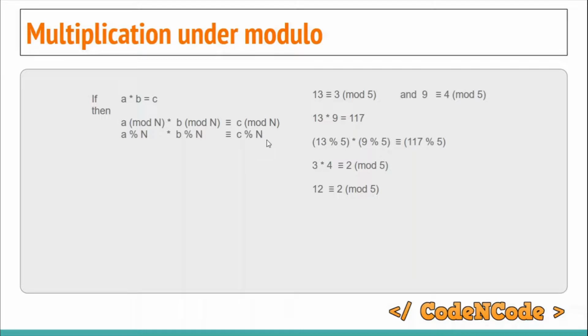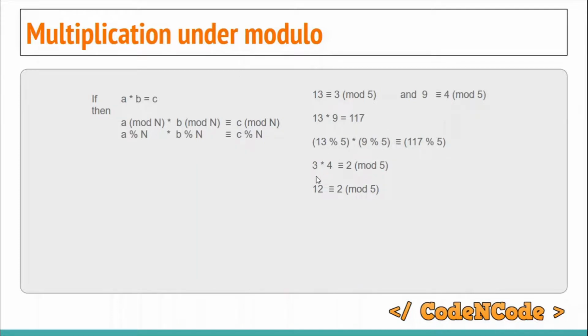To take an example to understand it better, let's take 13 and 9. So 13 is congruent to 3 mod 5, and 9 is congruent to 4 mod 5. Now we have to calculate 13 into 9 modulo 5. This can be calculated as 13 mod 5 into 9 mod 5. By this fact we know that 13 mod 5 into 9 mod 5 is equivalent to 117 mod 5, because 117 is the multiplication of these two numbers.